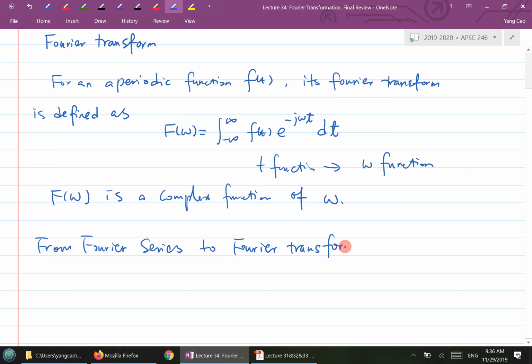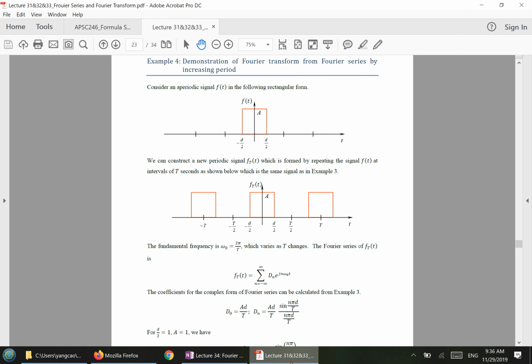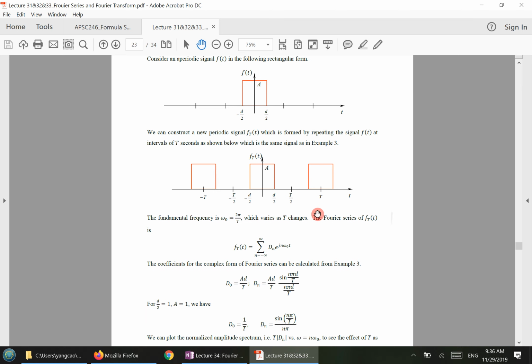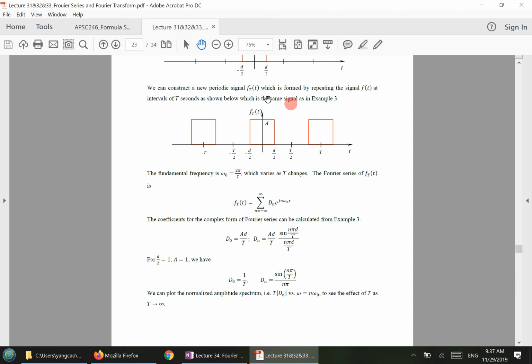There's an analogy here. I updated my lecture notes. For example, let's say we have an aperiodic function f of t. Now we make it a periodic function. We basically create mirrors of this f of t and make it a periodic function with a period of T. Then we can take a Fourier series of this periodic function.